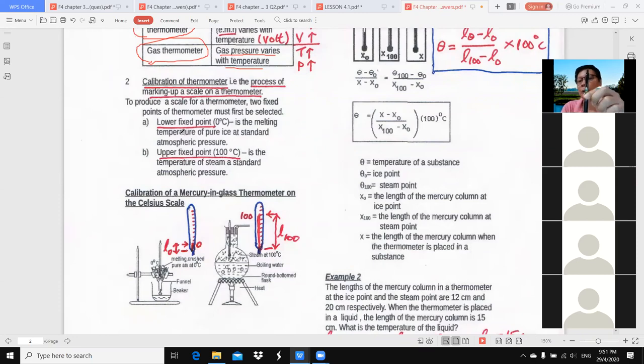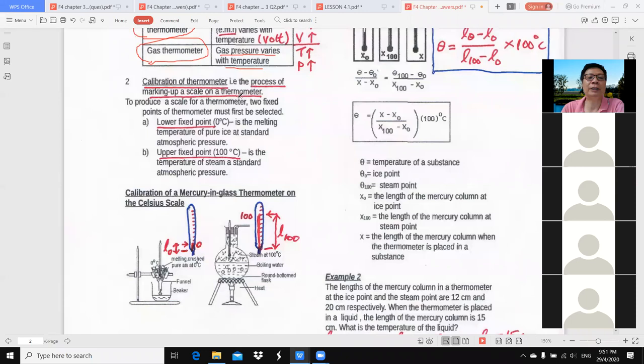Not finished yet, you know. There's another thing very important. You have mercury inside the glass, right? You must mark the scale. To mark the scale, it's not an easy job, you know, very difficult one. Okay, the process of marking up the scale of the thermometer is called calibration. Okay, highlight calibration of thermometer. To calibrate means to mark the scale. This is a process of marking up the scale on the thermometer.